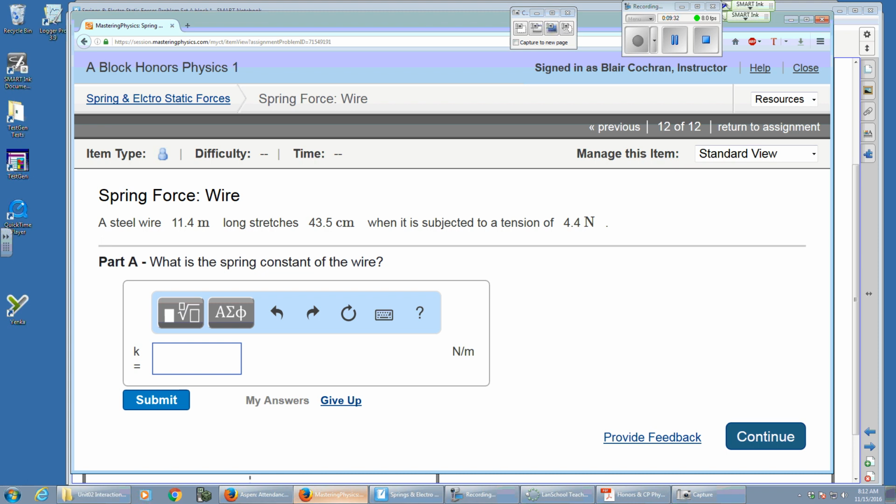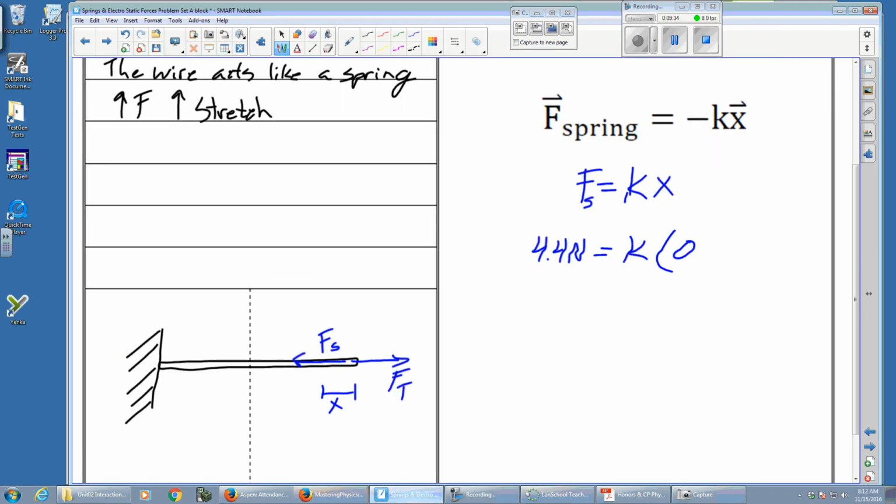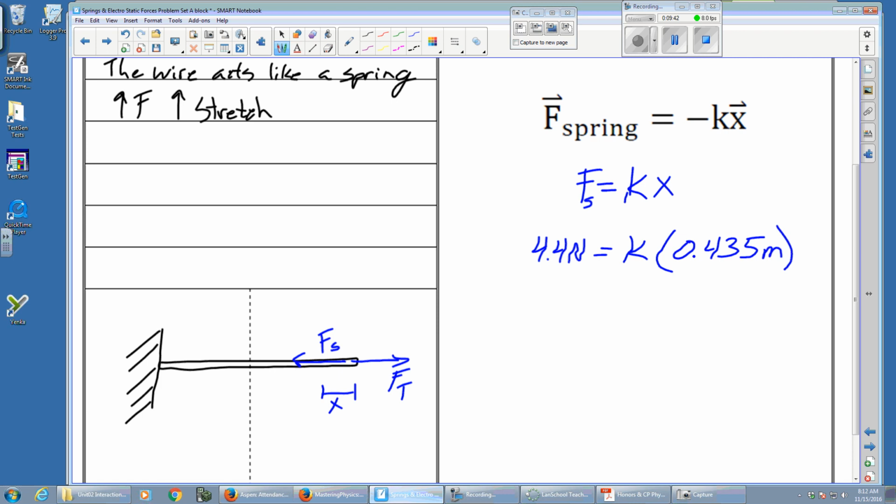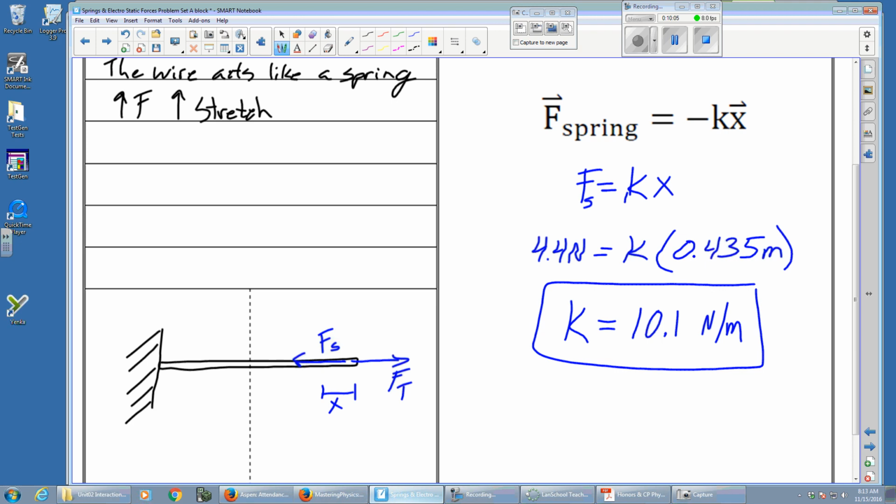Meters. So 0.435, right? Meters. And then I just solve for K. And I get 10 newtons per meter. Yay!